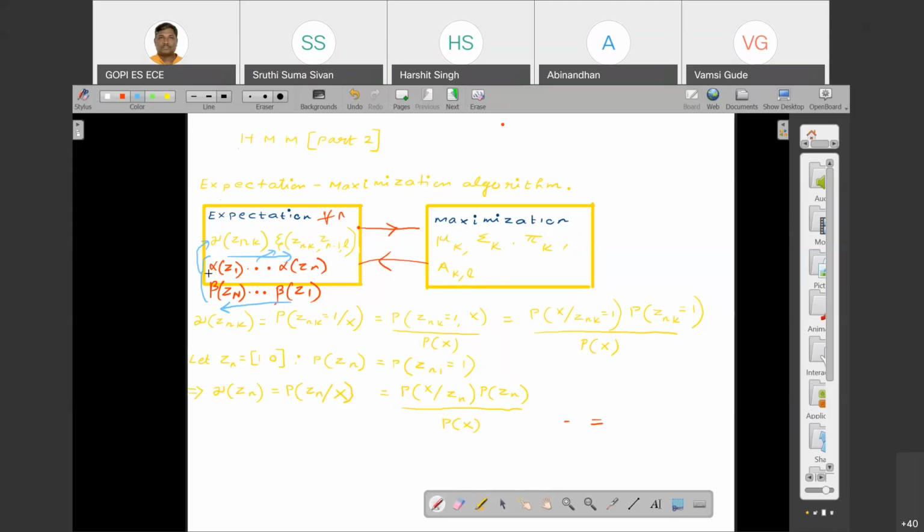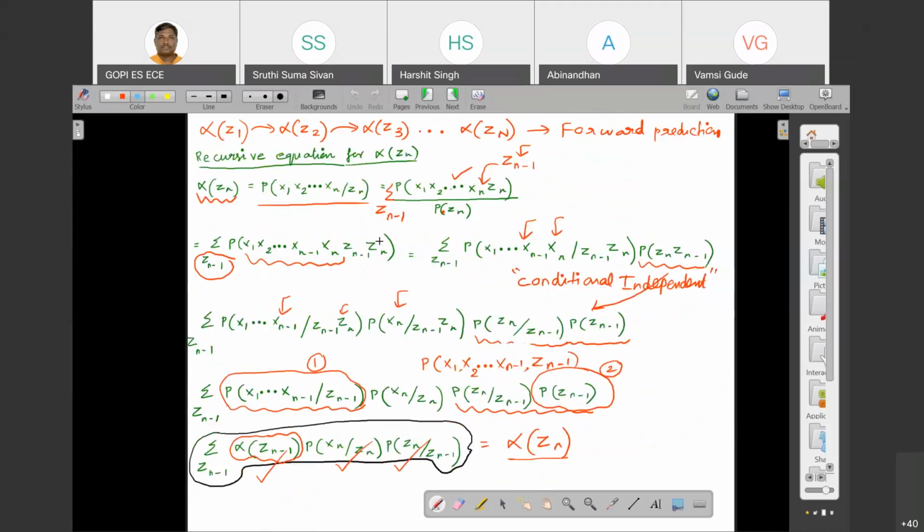In the expectation stage, you have to get all alphas, alpha of Z1 all the way up to alpha of Zn, beta of Z subscript capital N up to beta of Zn, and then that helps you to get this gamma and zeta for all values of n, and then again goes to this maximization, back and forth, and finally, right, it needs to converge.